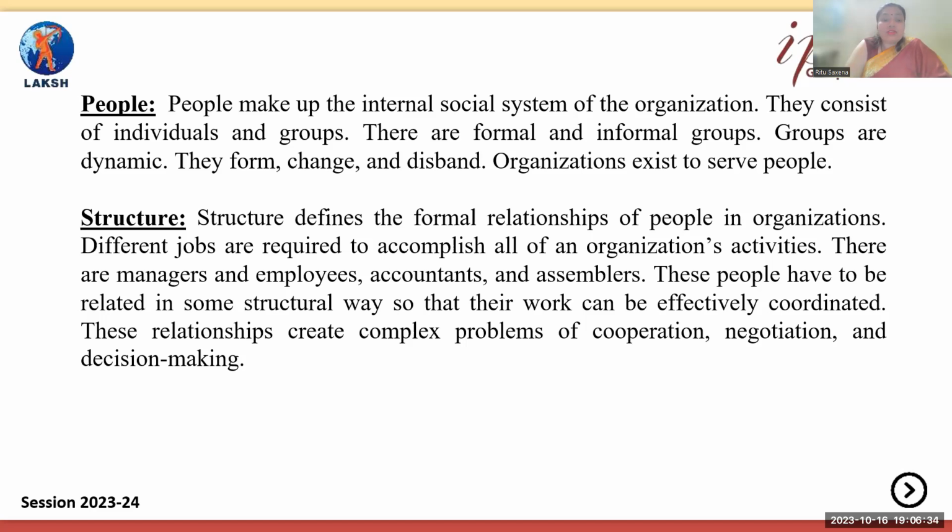So different jobs are required to accomplish all of an organization's activity. There are managers, employees, accountants, and assemblers. There are several roles in any organization. These people have to be related in some structural way so as to perform the work smoothly and in a coordinated manner. These relationships create complex problems of cooperation, negotiation, and decision making. That is why formal relationship is developed in the organization, so as to complete the task or achieve the goals in a very smooth manner.